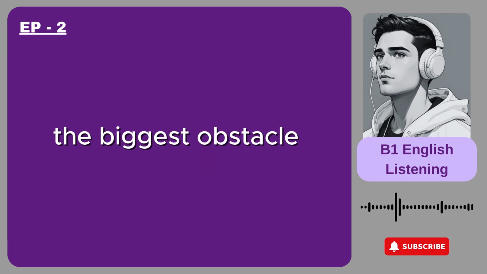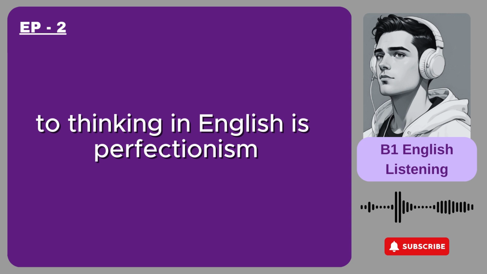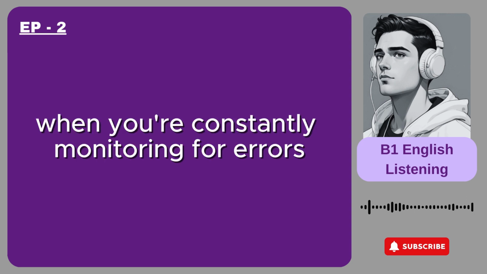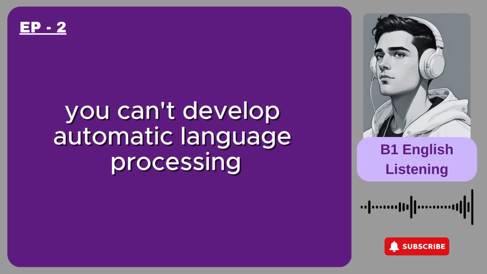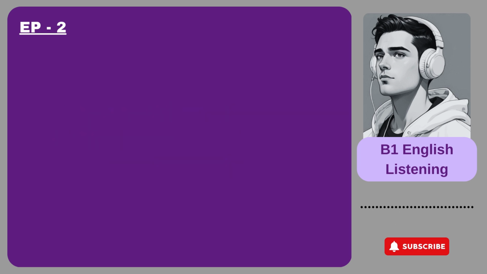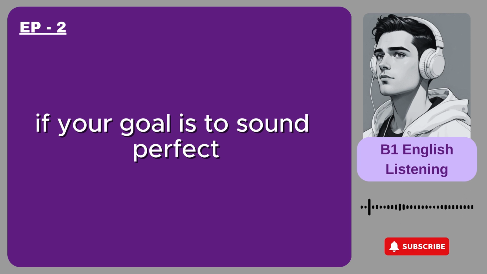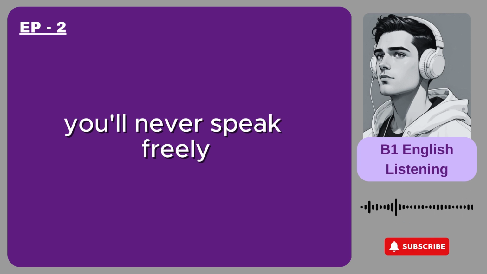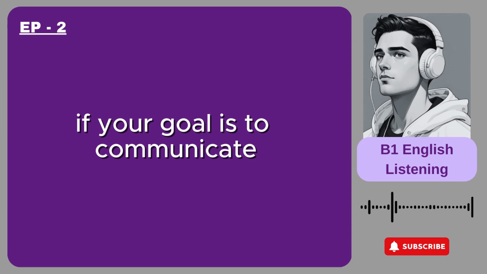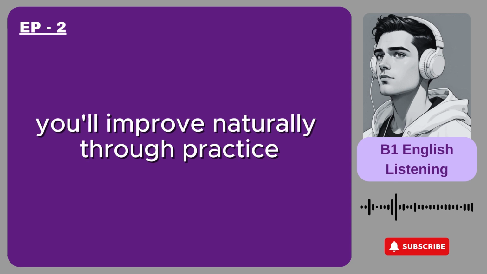The biggest obstacle to thinking in English is perfectionism. When you're constantly monitoring for errors, you can't develop automatic language processing. If your goal is to sound perfect, you'll never speak freely. If your goal is to communicate, you'll improve naturally through practice.